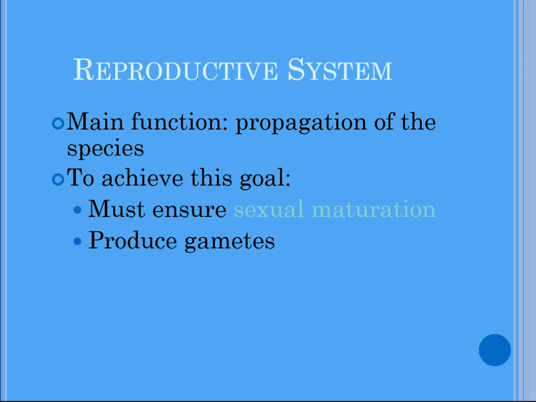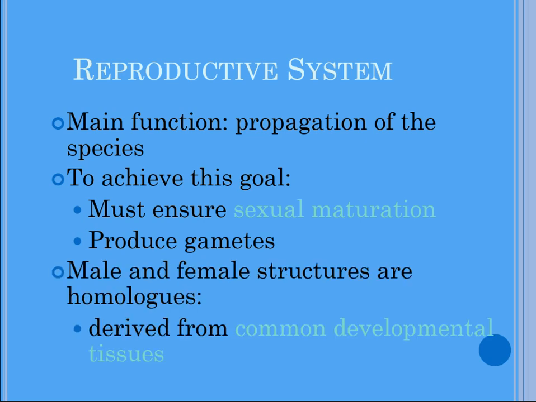Okay, now in order to actually propagate your species, two things have to happen. One, you have to get to sexual maturation, right? Sexual maturity, be an adult. And two, you have to produce gametes. Now, male and female structures, while they look different, come from common developmental tissues. And so they're actually what we call homologs. They start from the same origin, and then as different phases of development kick in for each of the genders, those structures are going to form in different ways.